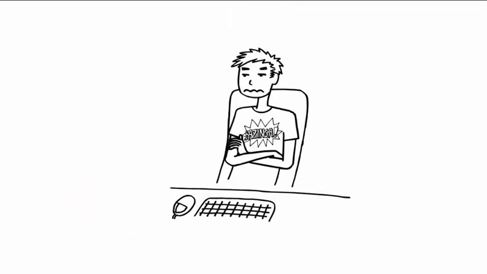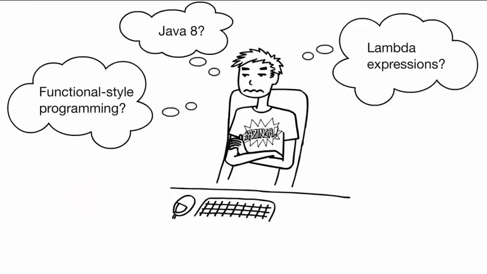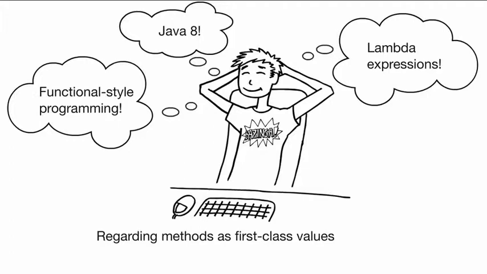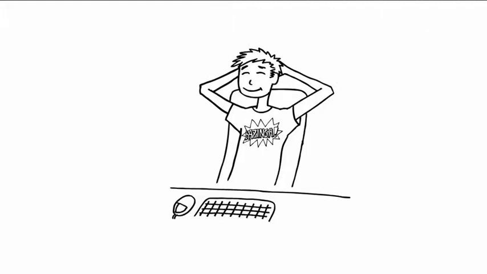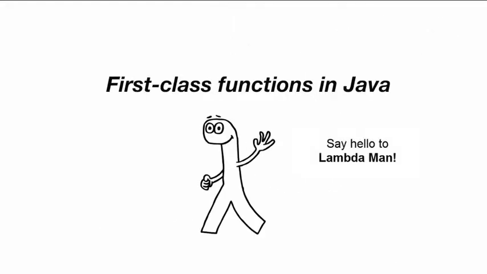You may be hearing a lot of buzz about Java 8 and functional programming. In this first video, you'll see how to write more flexible code by regarding methods as first-class values and using lambda expressions to concisely represent behaviors. Let's start by looking at the idea of functions as first-class values.